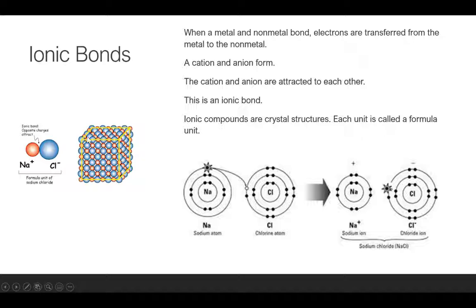So this is called a formula unit. But this is really just one piece of the whole structure, because this chlorine ion is then attracted to another sodium ion, which is attracted to another chlorine ion, which is attracted to another sodium ion. So it can go on forever. Each of these little pieces is called a formula unit, but this whole thing is a crystal structure of an ionic compound.